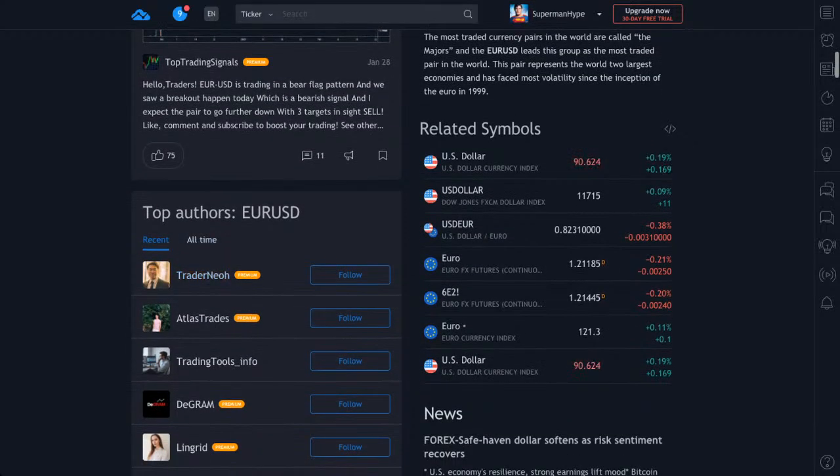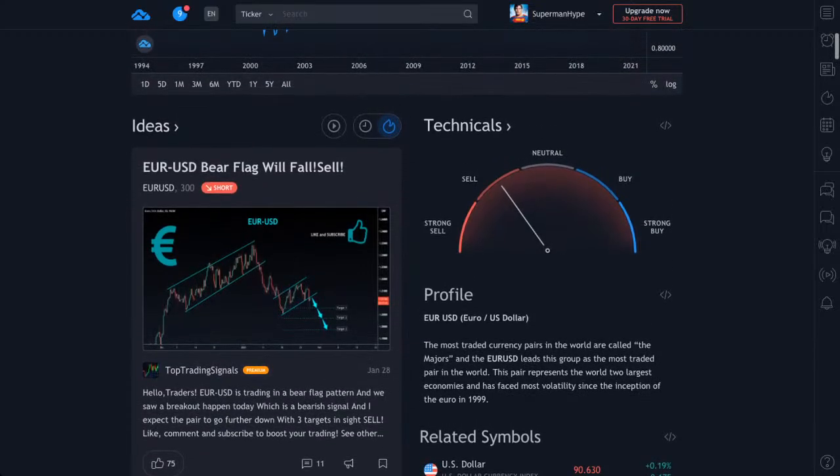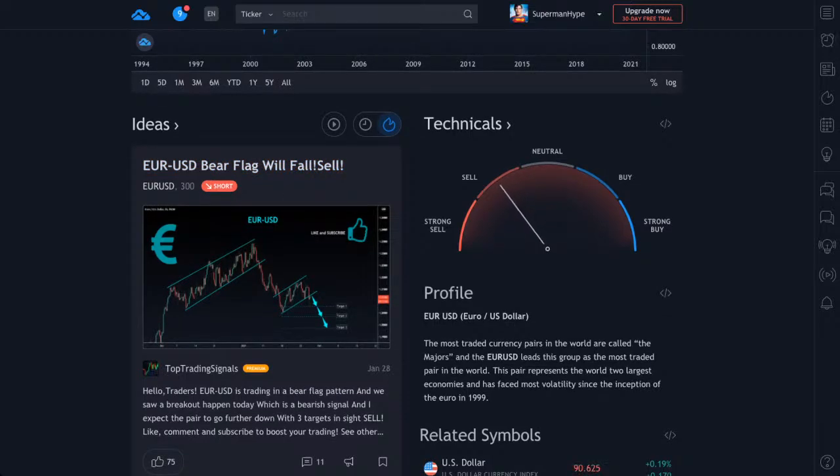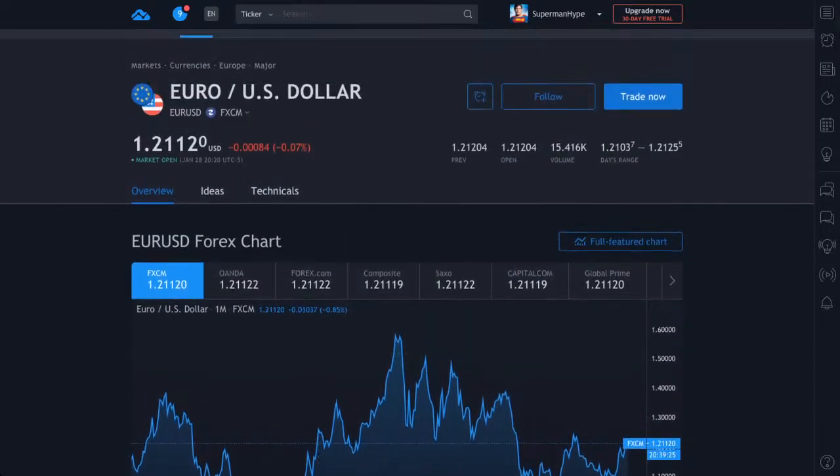On TradingView, there are people that trade all the time, and you can go see these top authors and you can follow them. You can get ideas about trading. Here's one here, Euro bear flag. So bear flags, the flag will fall, so it's saying sell. And you can see the patterns that they've got here. That's their opinion based on their knowledge, and they're saying that's a sell at the moment. So pretty neat. You can do that on TradingView. It's a pretty great site.